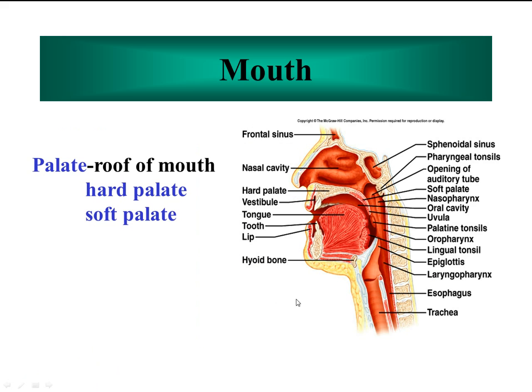Let's go back here and go over the parts of the mouth. You have the frontal sinus and the sphenoidal sinus. Doesn't really have a whole lot to do with digestion, so let's ignore that. The nasal cavity helps you to introduce air as you're swallowing, but basically doesn't have a whole lot to do with digestion. Here's the tongue and the lip, the hyoid bone, the opening of the auditory tube, the soft palate again, the nasopharynx.